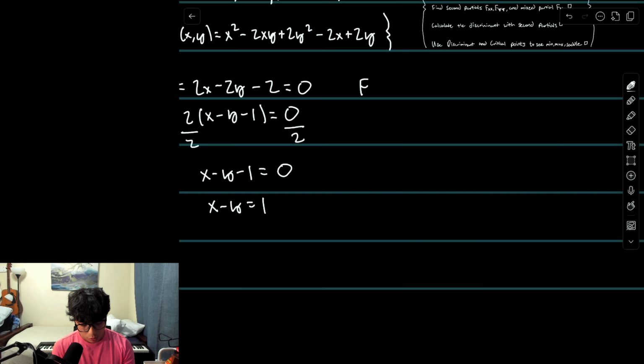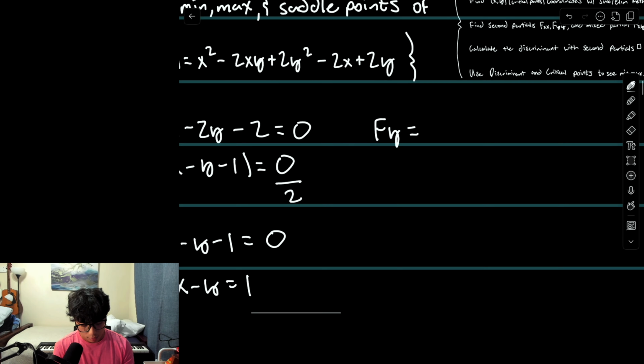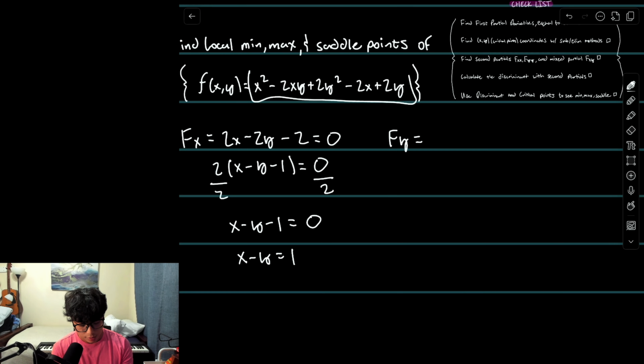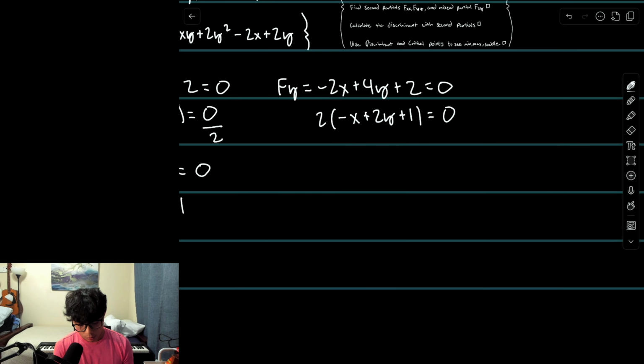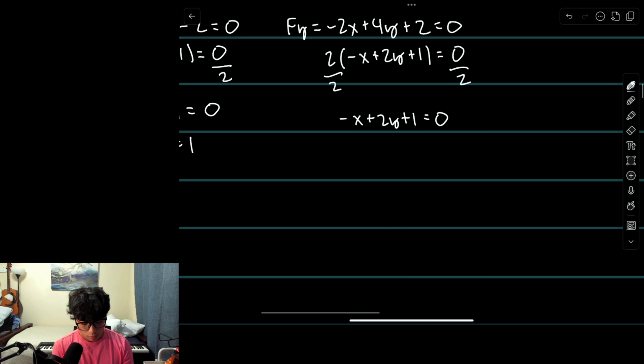Now for our first partial derivative with respect to y, we do the same exact thing except taking the derivative every time we see a y. So we get negative 2x plus 4y plus 2. And don't forget to set it equal to 0. Now again, there's a pattern where we can take out a 2 because they're all factorable by 2. So we get negative x inside the parentheses plus 2y plus 1, and we set it equal to 0. Again, we divide each side by 2 and we get negative x plus 2y plus 1 equals 0. And again, I like moving the constant to the right side, so let's do that.